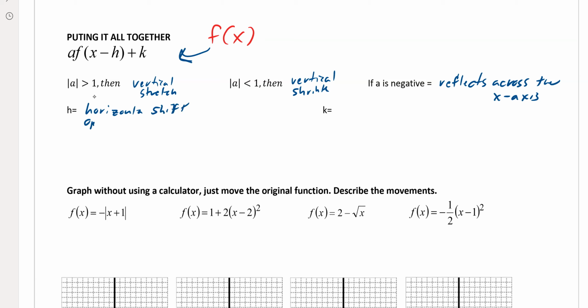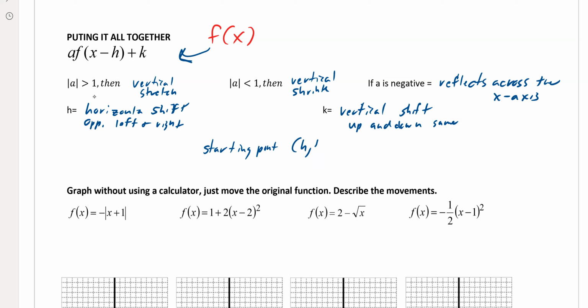Remember, our H is our horizontal shift. And it's opposite, left and right, remember? And our K is our vertical shift, and that is our up and down. But mainly what we have is our starting point or vertex is going to be H comma K.